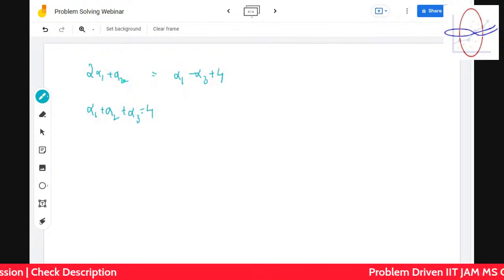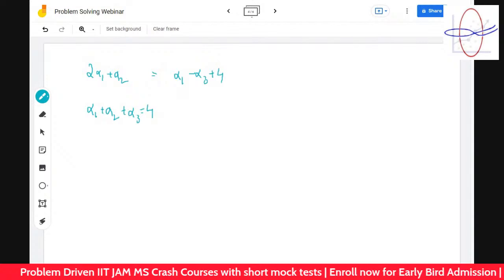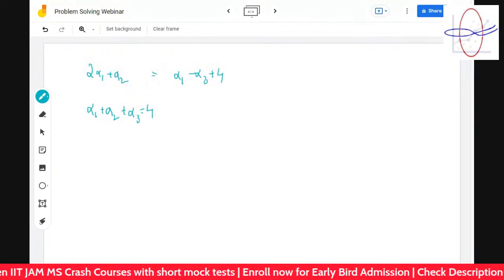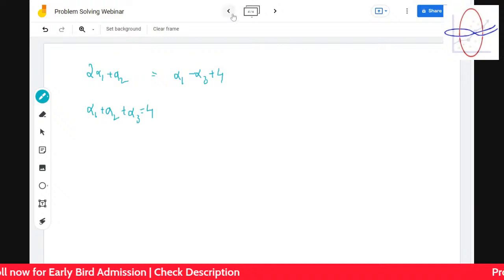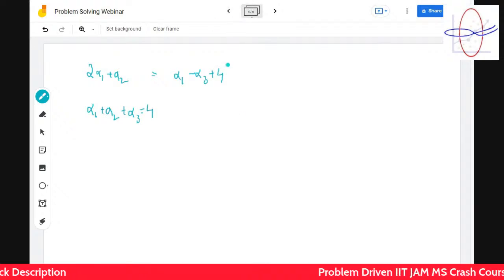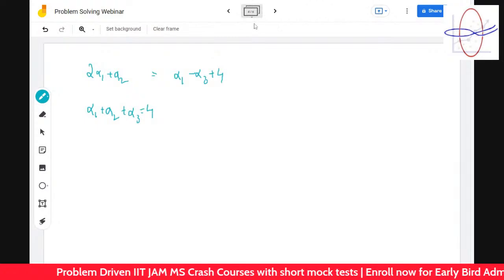Can we write like this? I just replaced alpha 2 in terms of this. So we can write like this, right? Alpha 1 minus alpha 3 plus 4. Guys, can you understand this? It's very easy. So therefore, it's asking you to find a relationship between alpha 1 and alpha 3. Now this turns out to be that point where it's asking you to find the relationship between alpha 1 and alpha 3.